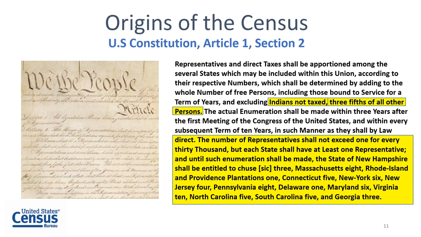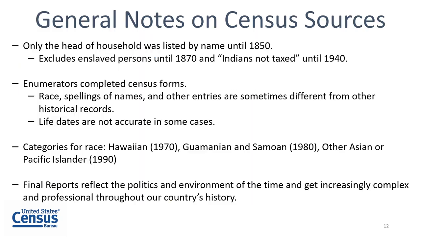Indians not taxed, meaning those who lived on reservations or in tribal relations outside of white and black settlements, would be nullified by a decision of the Attorney General just prior to the 1940 census, as the AG decided, supported by President Roosevelt, that at this point, all American Indians and Alaska Natives in some way fell under U.S. jurisdiction.